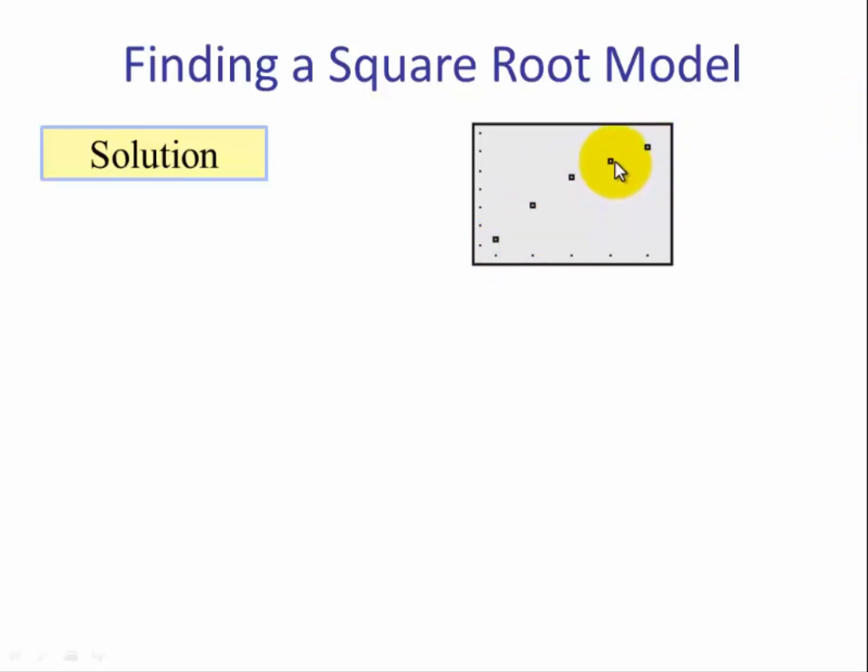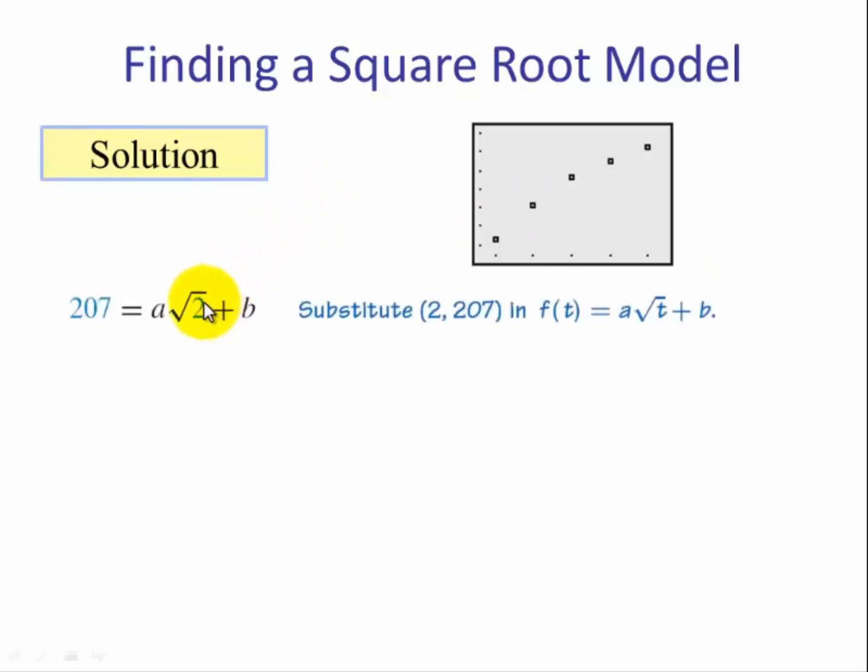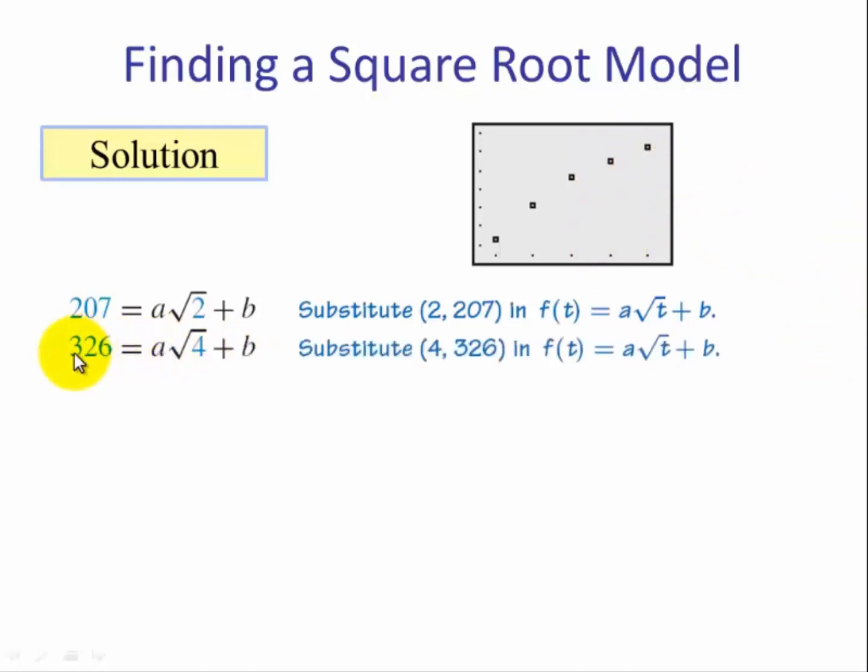Now we want to pick 2 points. I'm going to pick the second point and the fourth point. You may pick the first point and the second, and your equation might be a little bit different than mine, but the answer should be close. So for the second point, when t is 2, the number of arrests is 207. And for the fourth point, when t is 4, we have the number of arrests is 326.